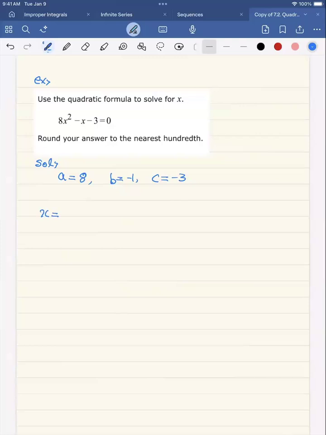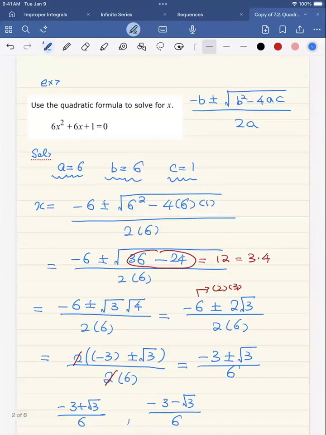In the next problem, we want to use the quadratic formula to solve for x. The given one is 8x squared minus x minus 3 equals 0. They are asking you to round your answer to the nearest hundredth. So you have to use a calculator. In the previous example, there is no instruction. In that case, they are asking you for the accurate answer. That means you should not use a calculator.